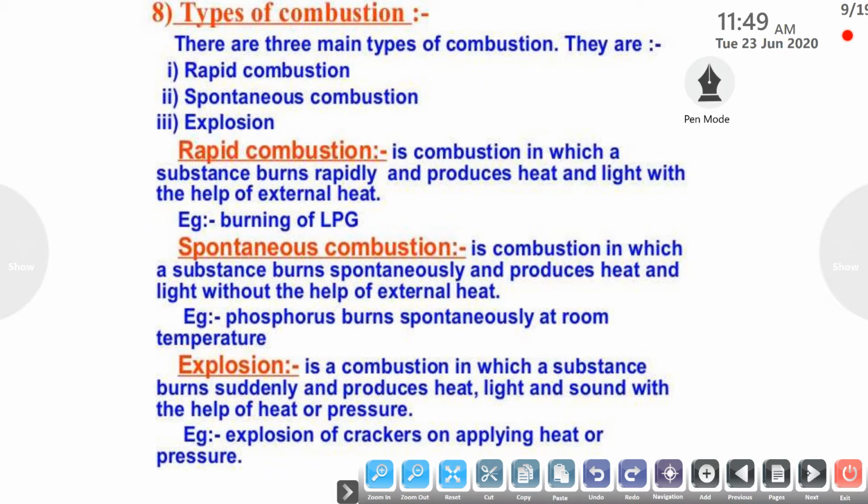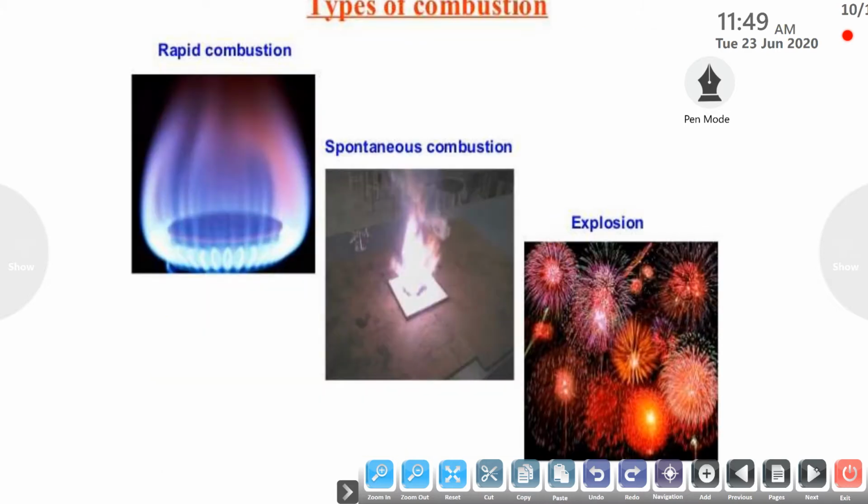It suddenly bursts and it suddenly produces a large amount of heat, light and sound with the help of heat and pressure. एक्सप्लोजन में क्या होता है, कोई पर्टिकुलर सब्सटेंस है वो सडनली बर्न होने लगता है और एकदम से लार्ज अमाउंट ऑफ हीट और लाइट वो लिबरेट करता है। इस प्रोसेस को हम कहते हैं एक्सप्लोजन। ठीक है, इसका एग्जाम्पल है एक्सप्लोजन ऑफ क्रैकर्स, अप्लाइंग हीट और प्रेशर। ठीक है, जो पटाखे हम जलाते हैं, it is the type of explosion reaction.